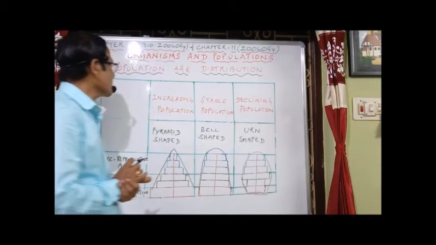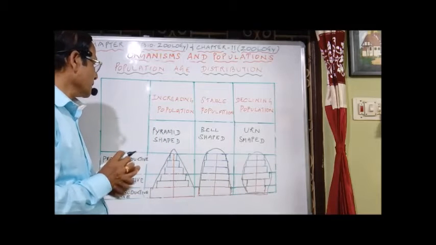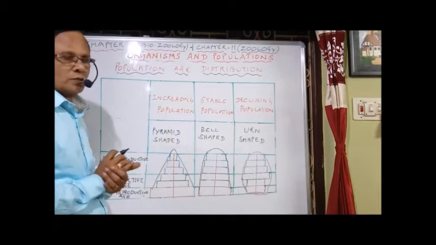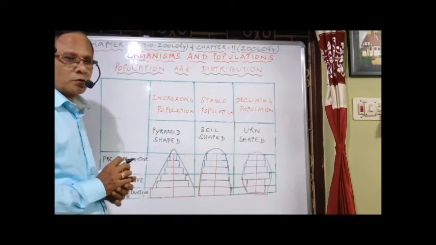So these are the different types of curves or age pyramids we can see: pyramid shape, bell shape and urn shape. Go through the book also. That's about the population age distribution.